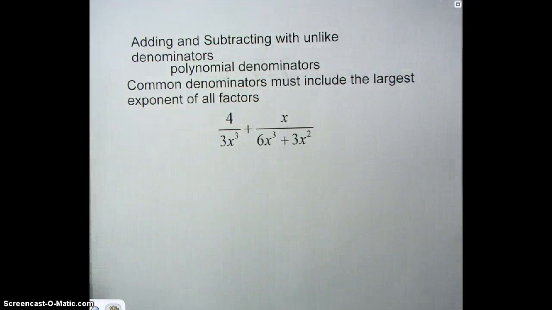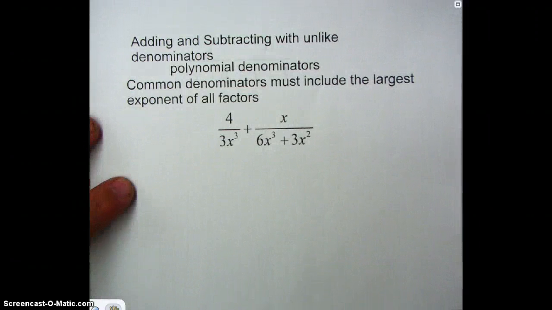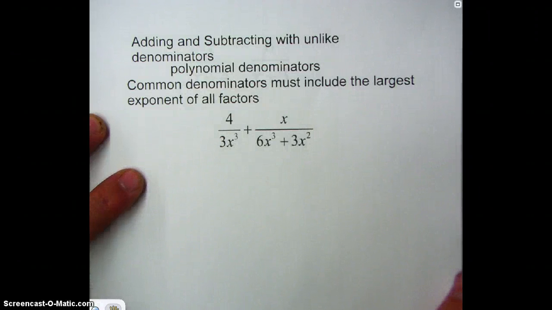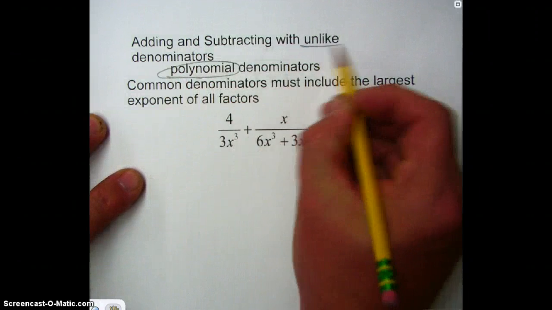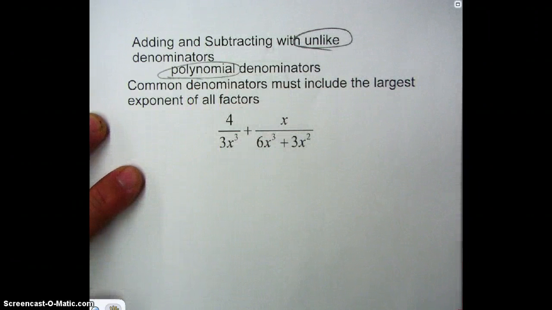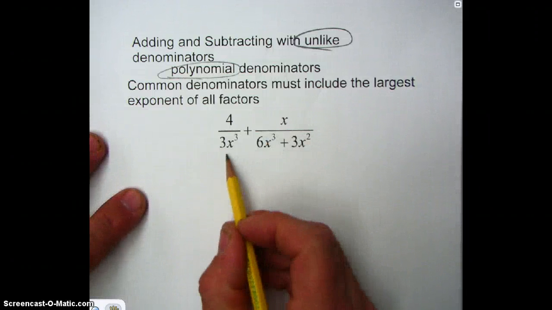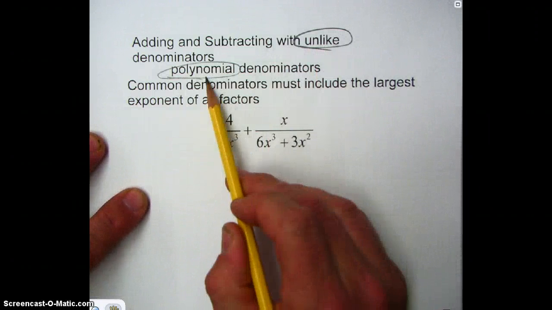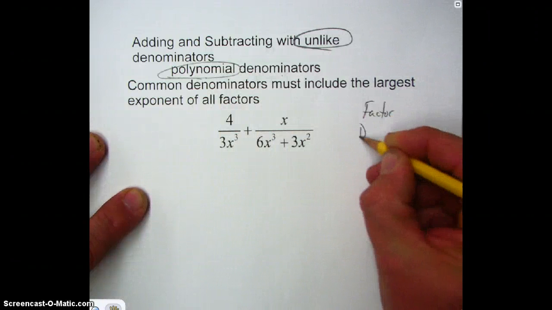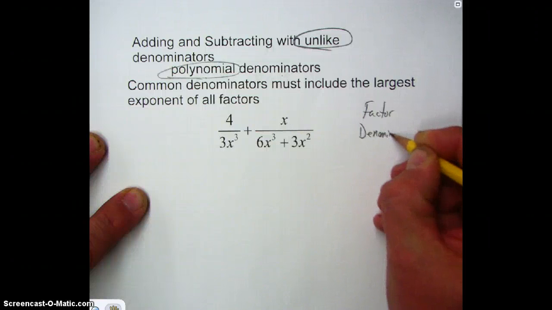Alright, this is the last video in this playlist, 8.5. Now we're going to be adding and subtracting rational expressions where the denominators are not the same and they're polynomial, so they're polynomial and unlike. Polynomial means more than one term. When you're doing something with unlike polynomial denominators, you have to factor the denominators completely.